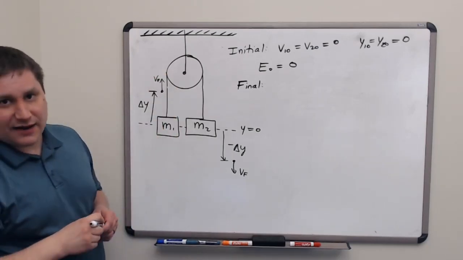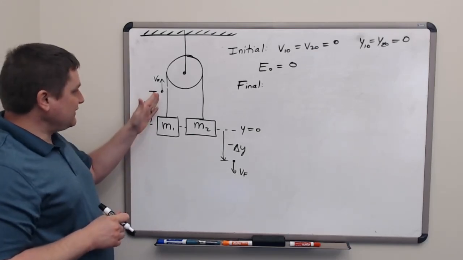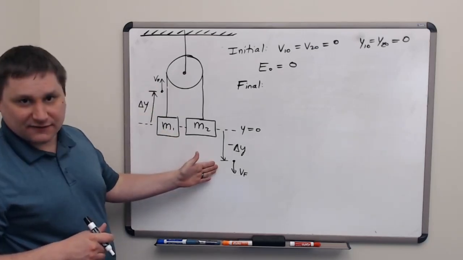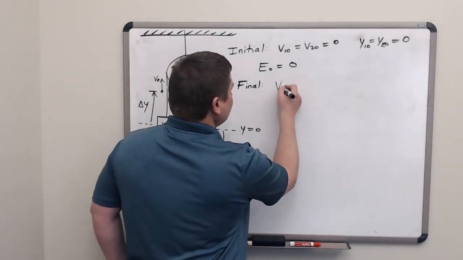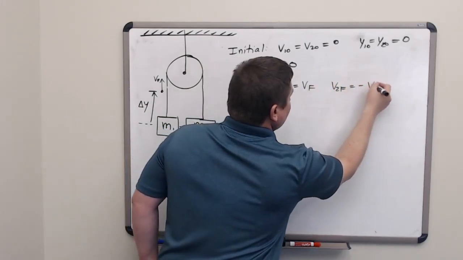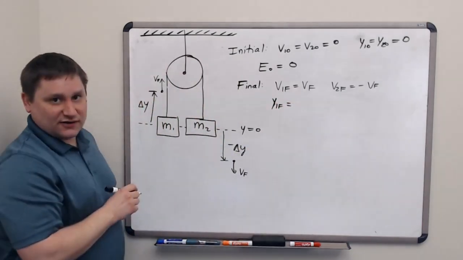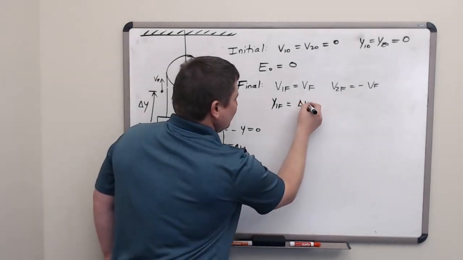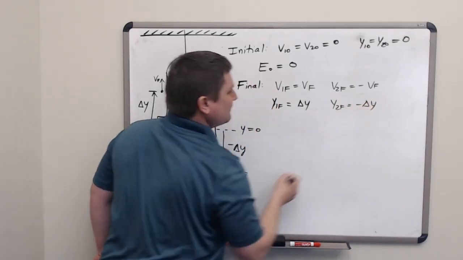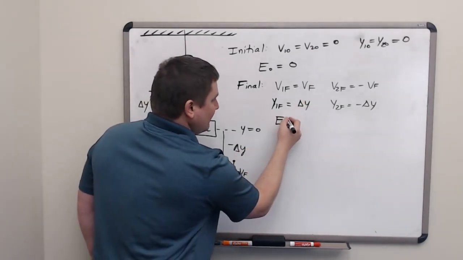So for the purposes of the diagram, let's again say mass 1 moves up, mass 2 moves down. That means at the final situation, we'll have mass 1 moving up at a speed v sub f, and mass 2 moving down at a speed v sub f. The y-coordinates will change by delta y. And our final energy will have a different expression because these things are not all 0 now.